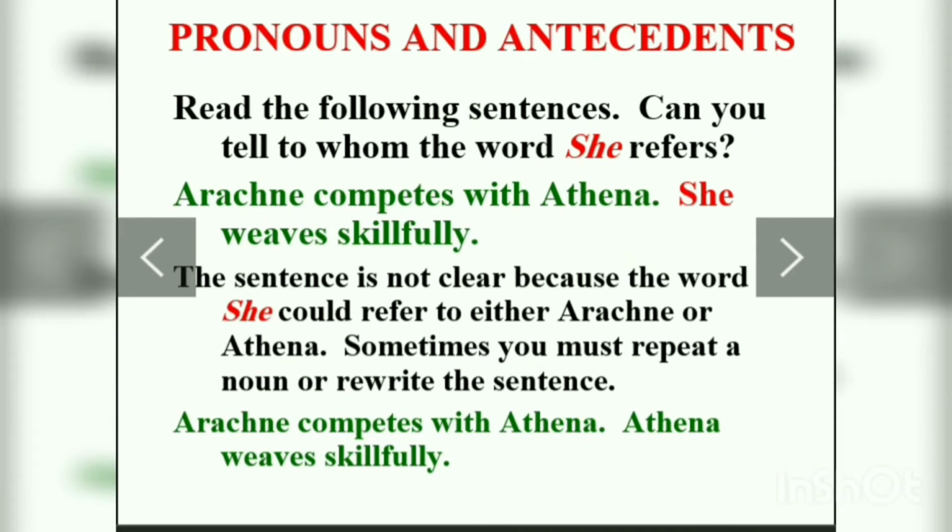Pronouns and antecedents. Read the following sentences. Can you tell to whom the word she refers? Arachne competes with Athena. She weaves skillfully. The sentence is not clear because the word she could refer to either Arachne or Athena. Sometimes you must repeat a noun or rewrite the sentence, especially when it is not clear. Then the noun can be repeated.